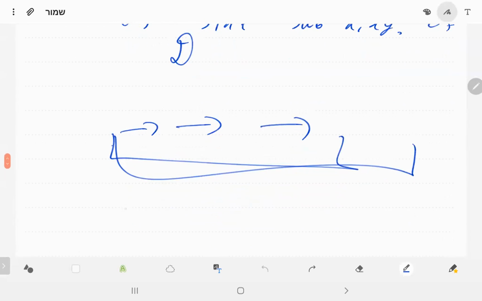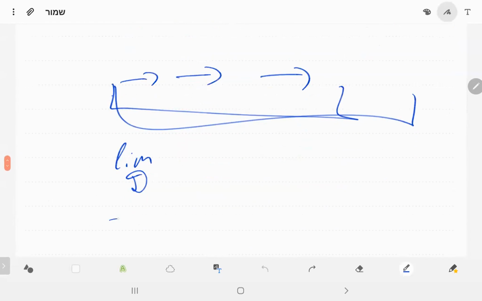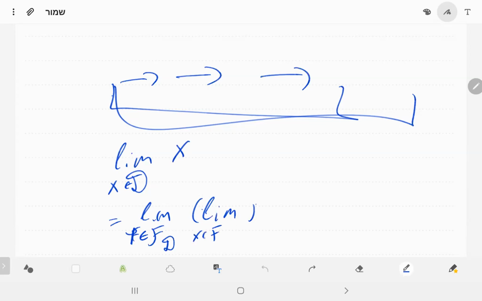So the claim is that the limit over D is the same as the limit over F in FD of the limit over F. So you can take the limit over each finite diagram, and then take the limit over the poset of all subdiagrams.